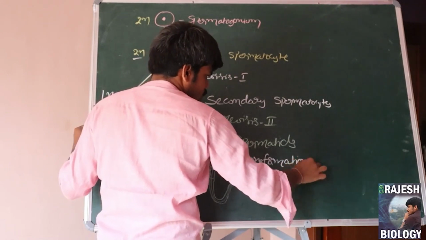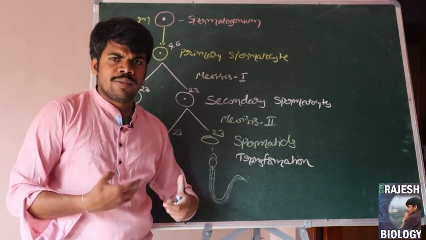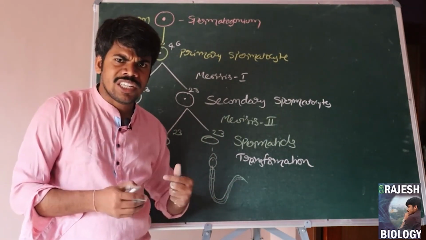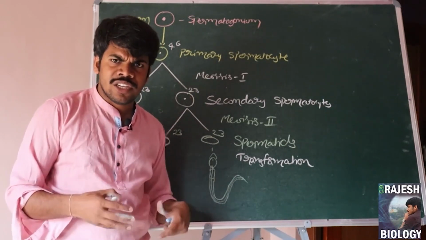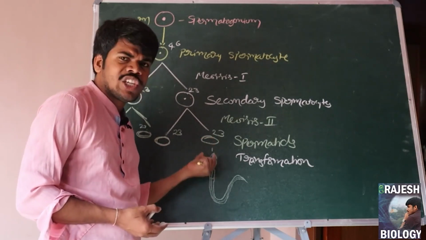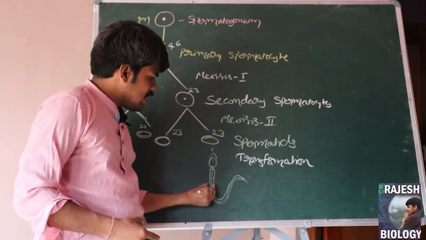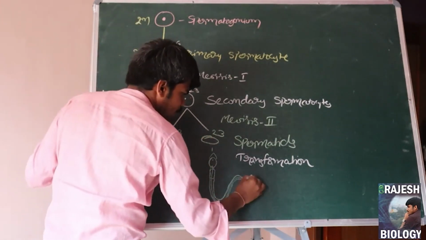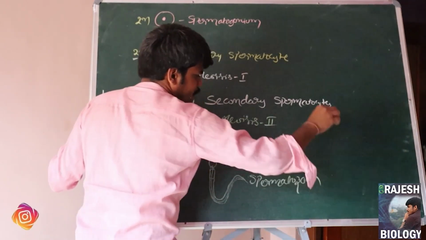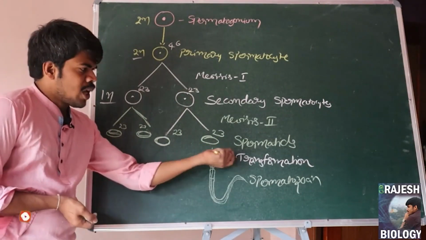Transformation. You know, in TikTok, so many artists show different types of transformations. In that type of transformation, the person is not going to change. He just changes the color of his shirt or something. Just like that, this spermatid changes the shape and the structure of its cell. So it becomes like this. This is called spermatozoa. So like this, spermatozoa is formed by the transformation.